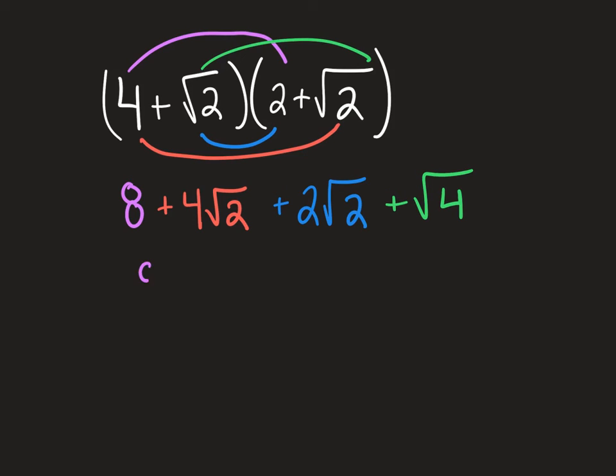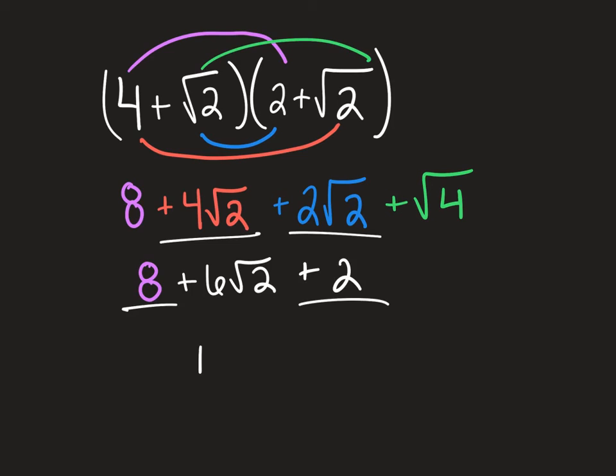So then bring down the 8, and then we can combine this and this together, making that 6 square root of 2. You just add the coefficients. And then the square root of 4 is equal to 2. So then you combine your 8 plus 2 to get 10 plus 6 square root of 2 is your final answer.